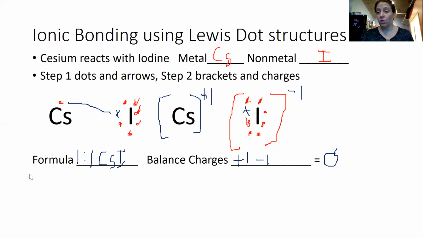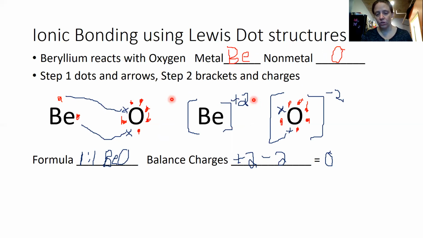So beryllium gets a +2 charge because it lost 2 electrons. Oxygen gets a -2 charge because it gained 2 electrons to complete its octet rule. We have a 1-to-1 formula, and our formula is going to be BeO. That's going to be our chemical formula for this compound. Beryllium oxide, we will get into naming in a couple more videos. We have balanced the charges, so I have a +2 and -2, and it's going to equal 0. This really helps us check our work.